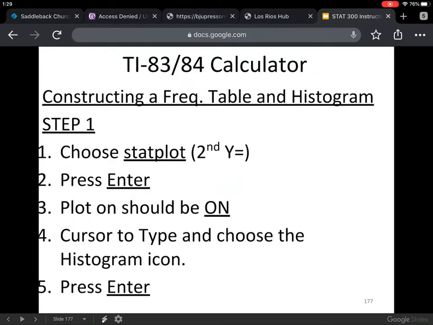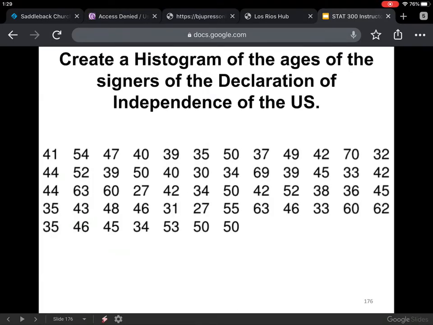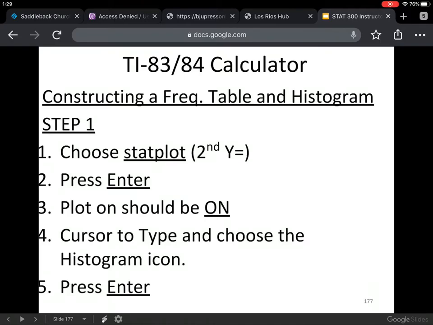Okay, there is a way to create a histogram on your calculator, and here is the way that you would do this. Go to step 1, choose stat plot, by pressing second and then the Y equals button in the upper left hand corner. Press enter, plot on, that should be on, cursor over to type and choose the histogram icon, and then press enter and you'll get a histogram.